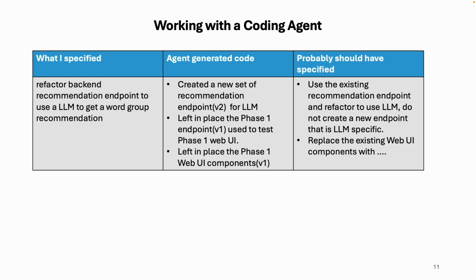The specification didn't explicitly say whether to replace or reuse the existing pieces, so the agent made a reasonable but incorrect assumption. If I had been more precise, I would have said something like, use the existing endpoint and refactor it to call the LLM. Do not create a new one. This small change could have prevented extra cleanup work later on.